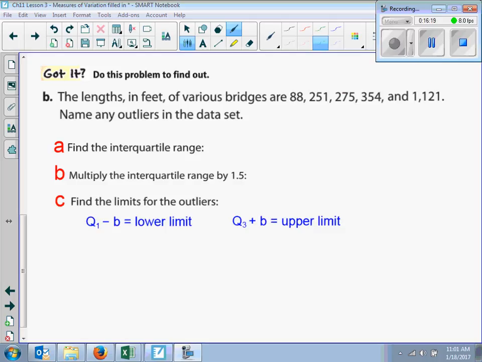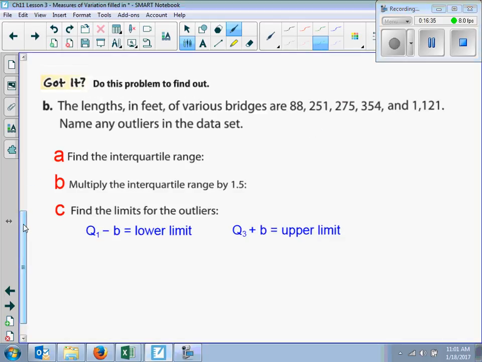So here, for the got it, we have the lengths in feet of various bridges. And we want to name the outliers in the data set. Okay? So the first thing we want to do is find the interquartile range. To find the interquartile range, we need to subtract Q3 minus Q1, right? And in order for us to find those, first we need to find the median, right?